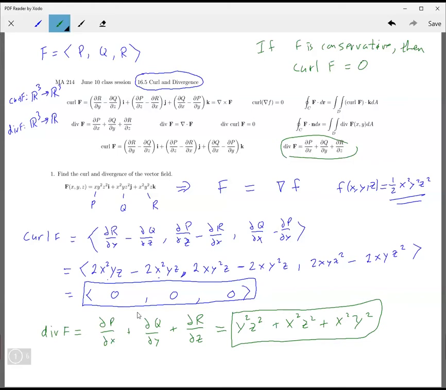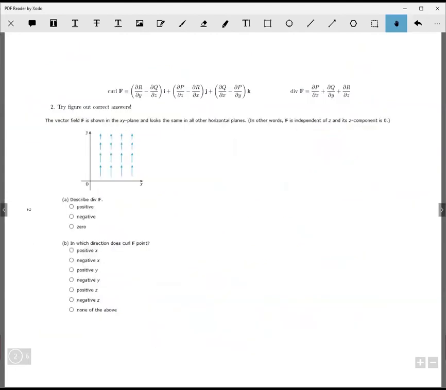Like I said, the curl is going to be a vector-valued function. This still can be considered as a function of x, y, and z, but it's always going to be 0, 0, 0. And then the divergence is just one function in x, y, and z, not a vector field.